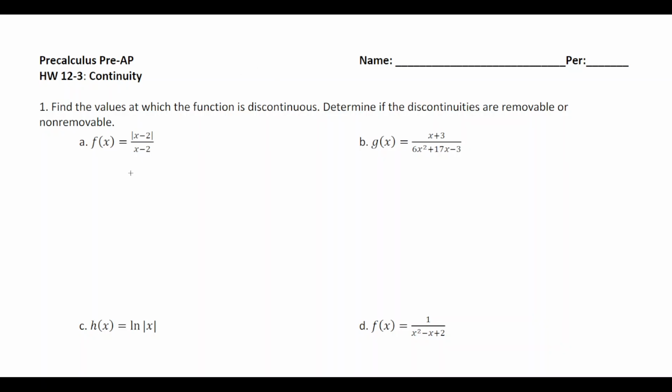It says that we've got the absolute value of x minus 2 over x minus 2. This is going to have a discontinuity at x equals 2. It's pretty easy to see why here. If I set the denominator equal to 0, which you can't divide by, I get a value of x equals 2 that would cause this function to be undefined.